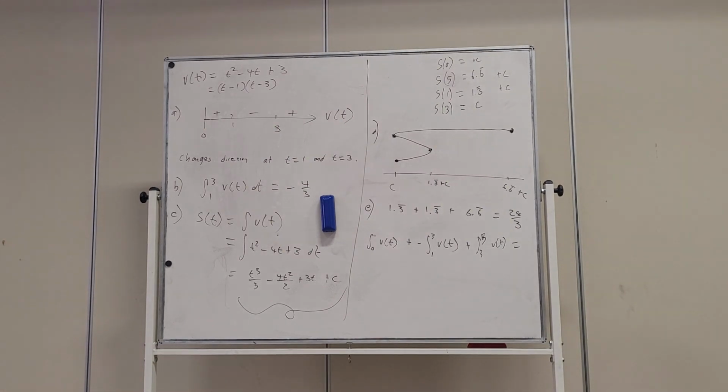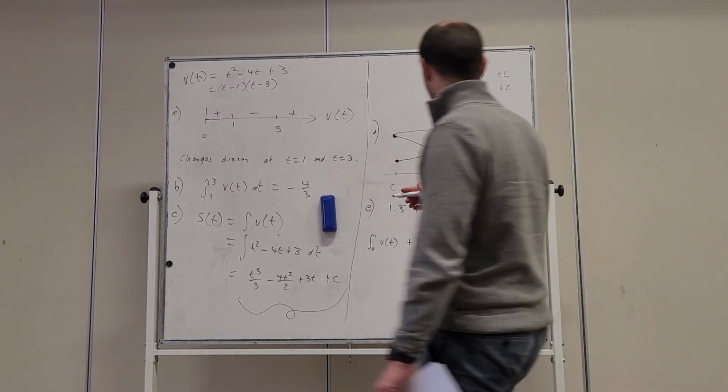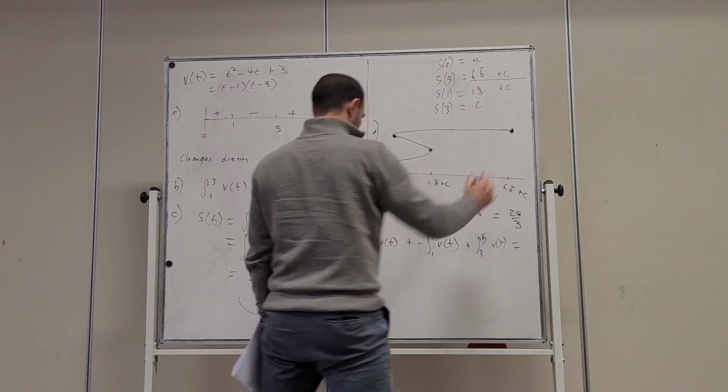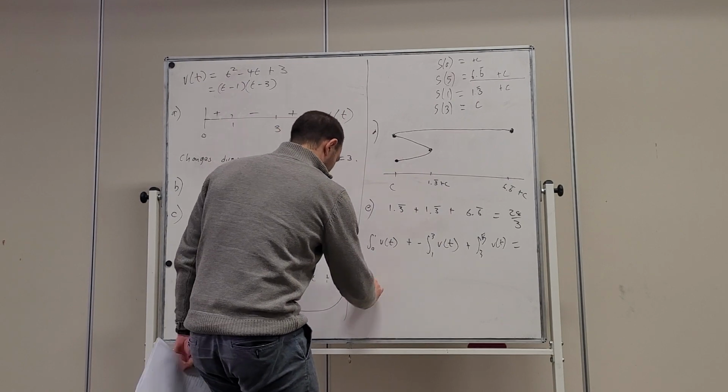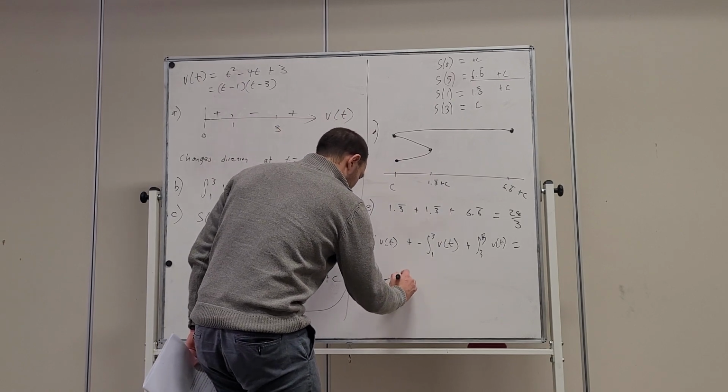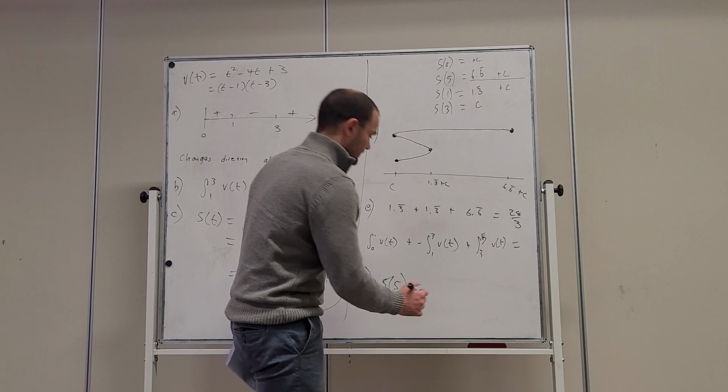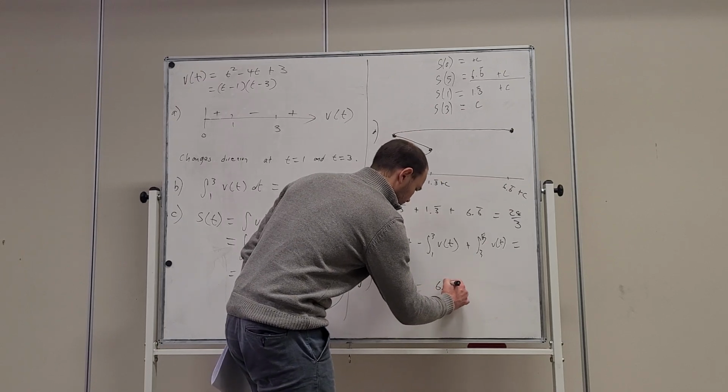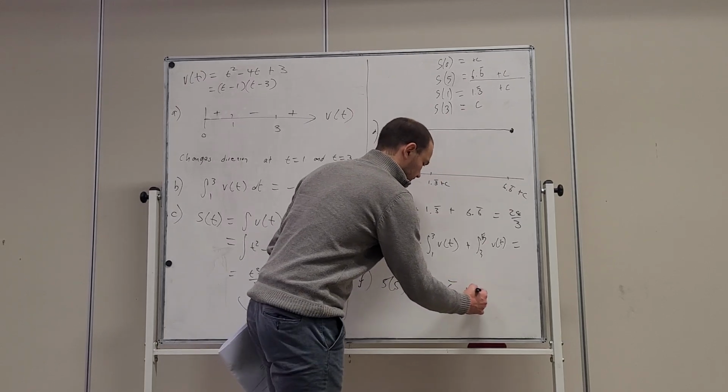Okay, lastly, determine the object's displacement after 5 seconds. All right, and we've used that here. Okay, part F, S of 5, the displacement when time is 5 is 6.6 recurring plus c.